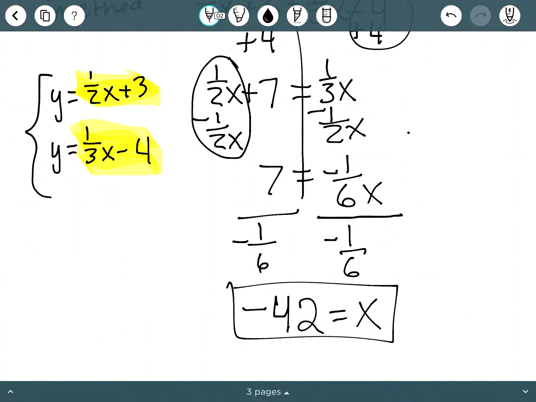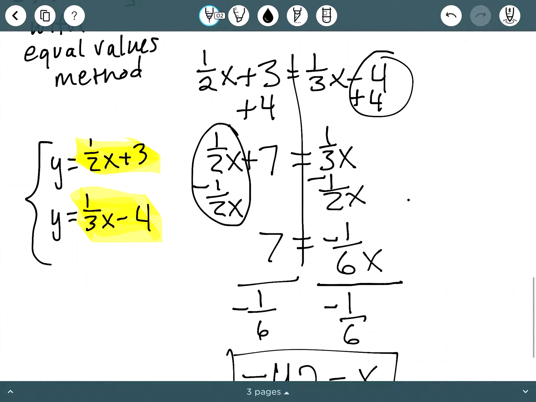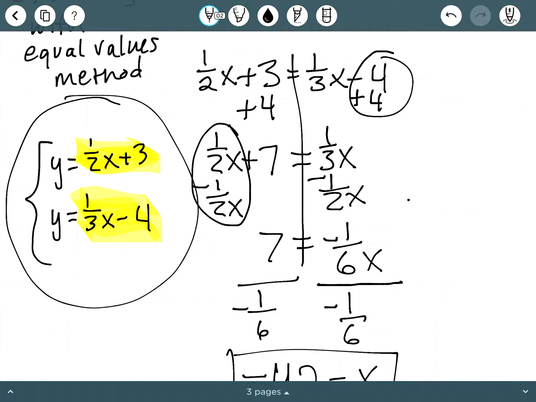Now we are not done with the problem because remember the solution to a system is written as an ordered pair and I have only found half of that. I have found my x. I now need to solve for my y. So I can do that by going back to one of my original equations. Either one is fine. I'm going to do the top one.